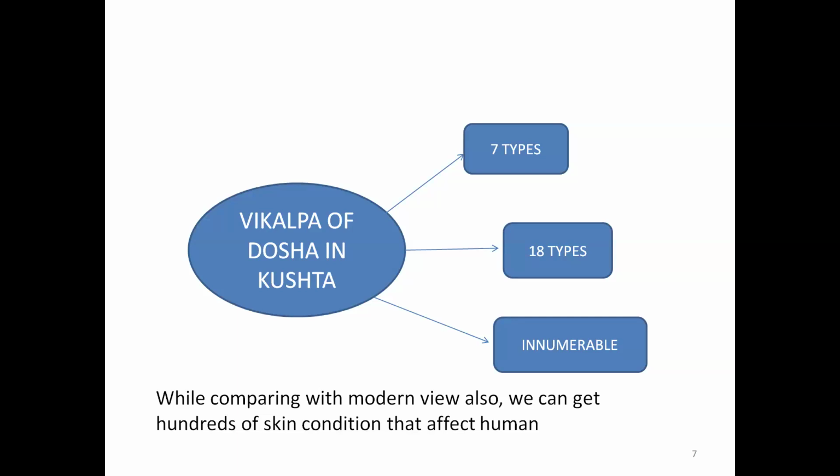There are innumerable stages and types of cutaneous manifestations in Kushta itself. In Kushta itself, we can see different stages of Vicharchika, different stages of Sidhma, different stages of Dadru. So innumerable forms and innumerable morphological variations we can see. For academic purpose, 7 types of Mahakushtas and 11 types of Kshudrakushtas are explained in Kushta Prakarana. While comparing with the modern view, also we can get hundreds of skin conditions that affect you.